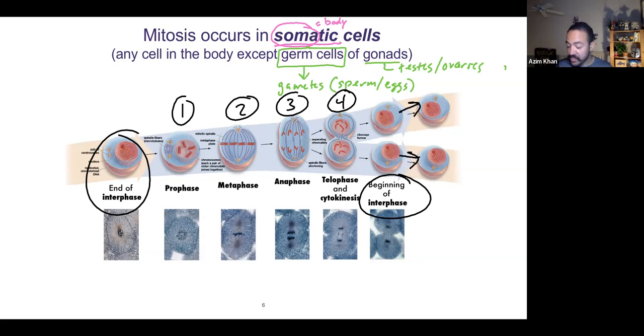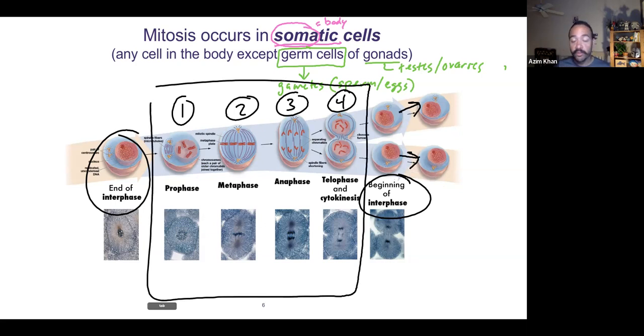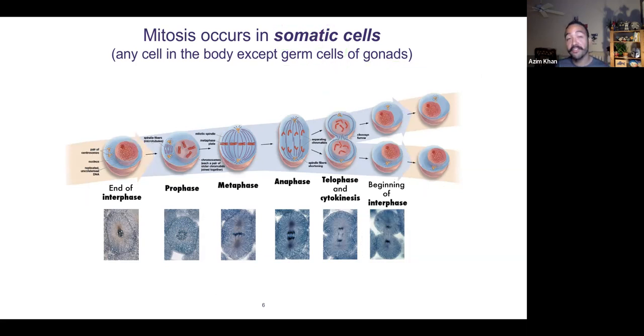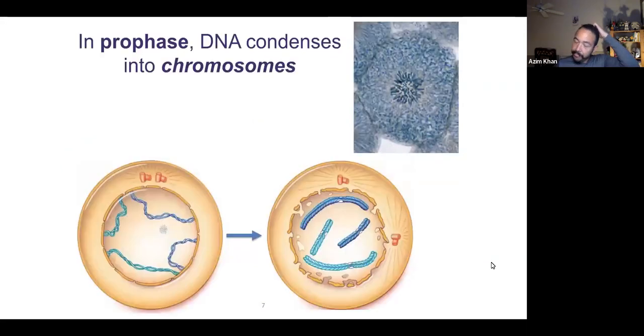So let's go through the stages of mitosis. What is happening in these four stages and why? What does it look like? How does its appearance relate to what's going on? How does the structure relate to function? The first stage of mitosis is called prophase.